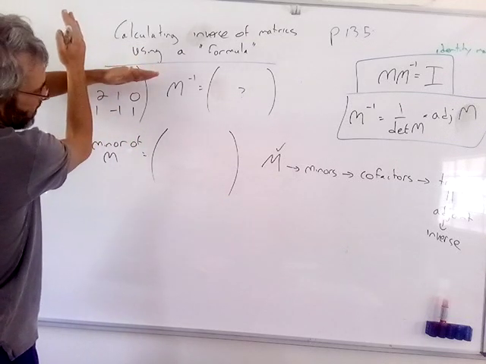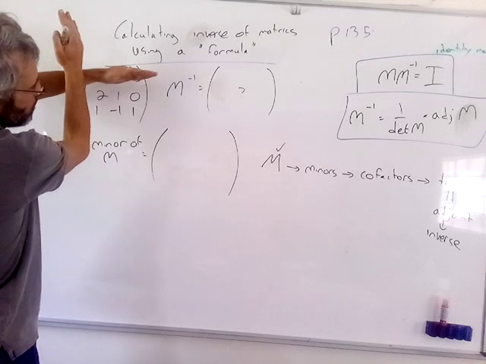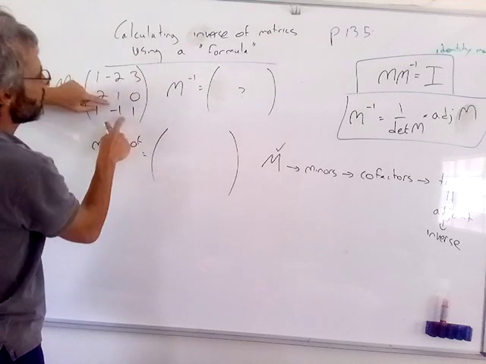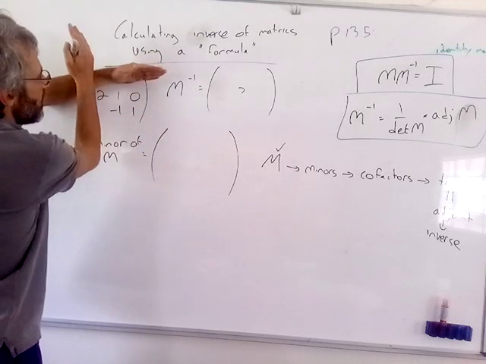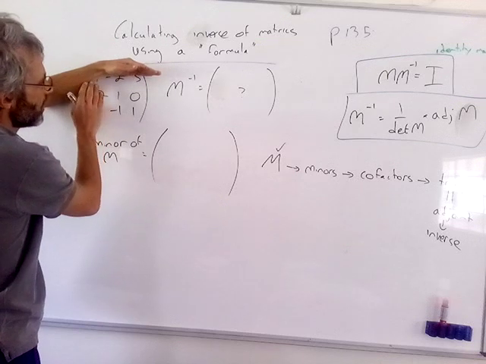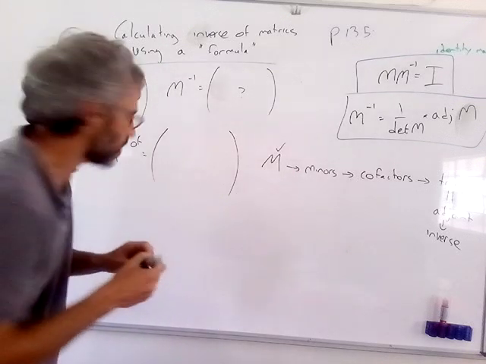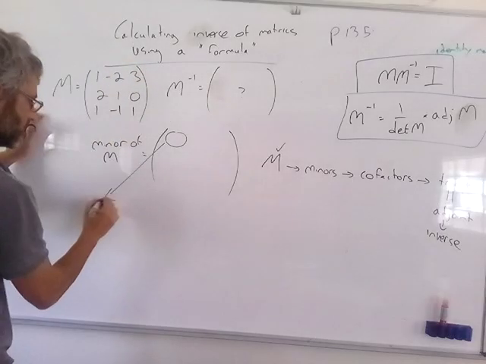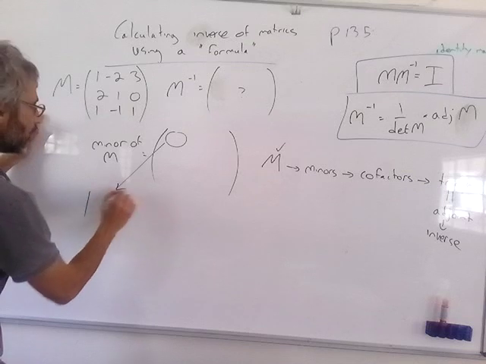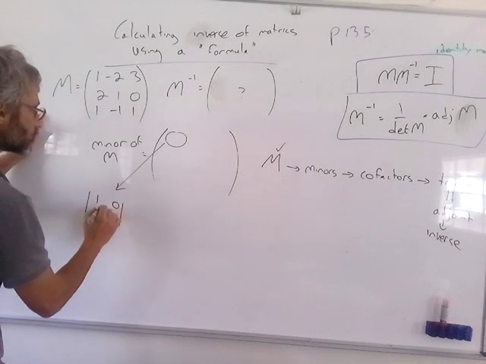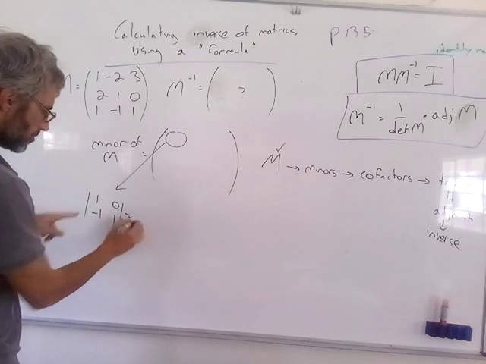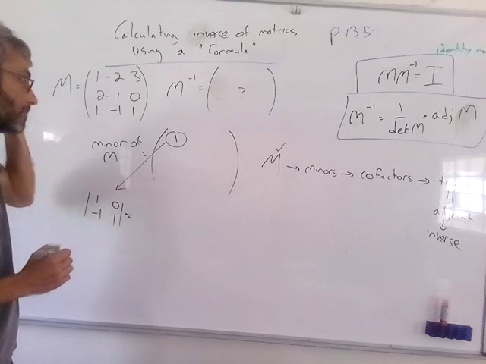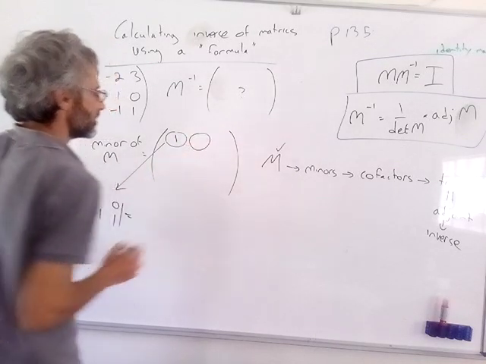I'm not going to write that down, it's going to take too long. I think we can just calculate it. This entry is basically the determinant of this. So let's write that down. This entry is the determinant of 1, 0, minus 1, 1. What is the determinant of this? It's 1 times 1, which is 1. You see that?